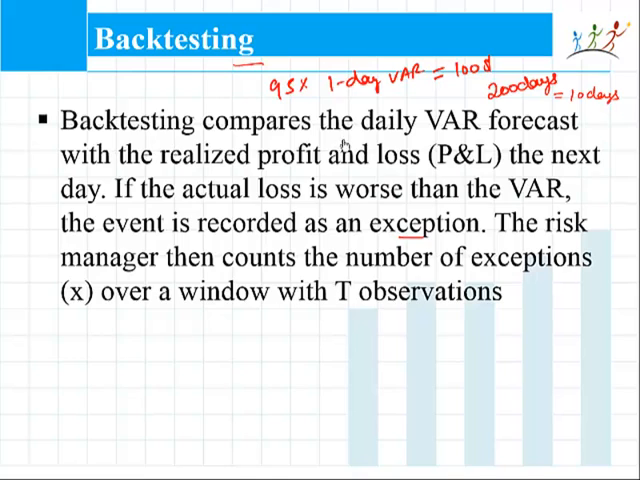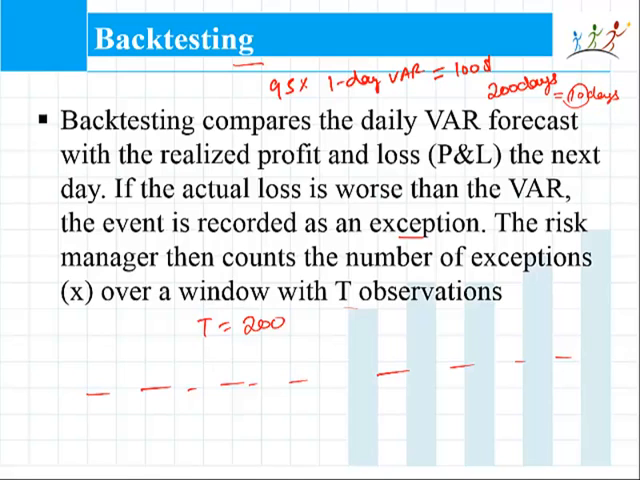So backtesting compares the daily VAR forecast with the realized profit and loss the next day. If the actual loss is worse, then the event is recorded as an exception. The risk manager then counts the number of exceptions over a window with T observations. So in our example, T is equal to 200. So in the 200 days that we checked, we were expecting to see 10 exceptions or 10 exceedances.